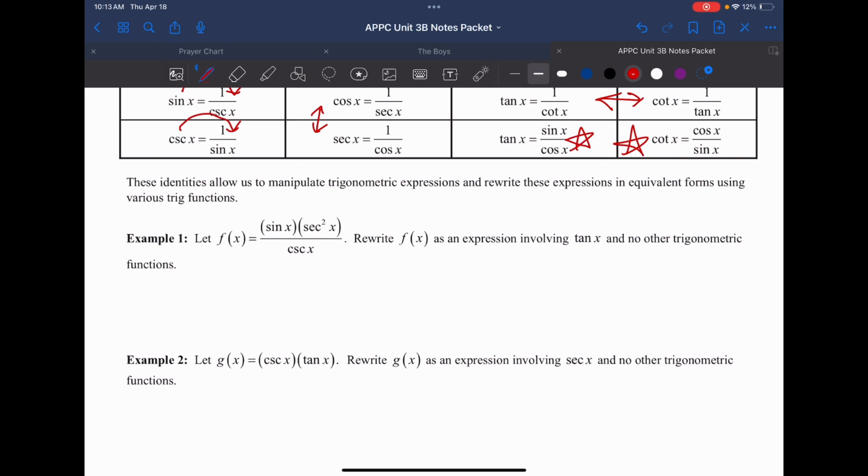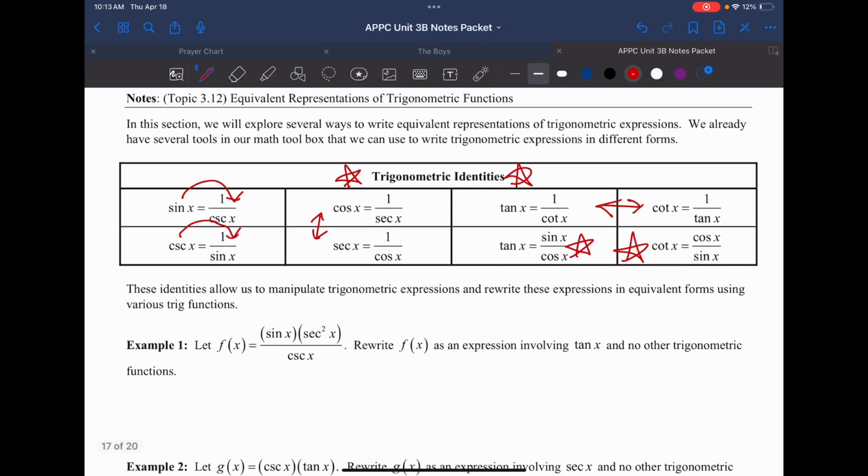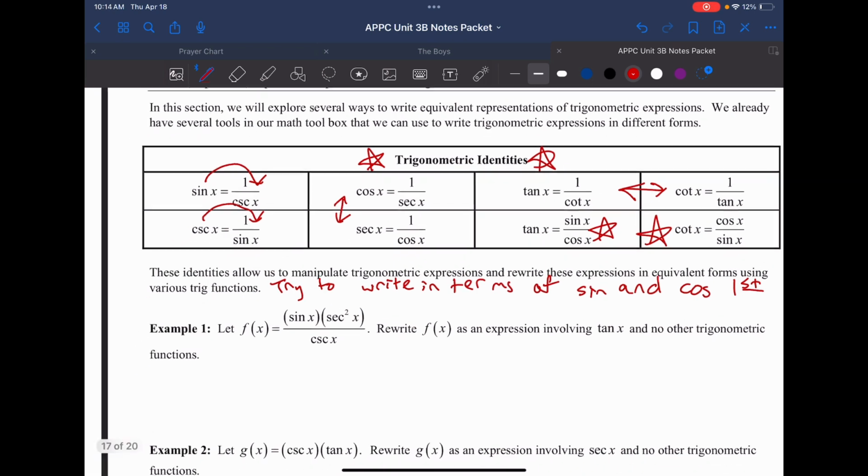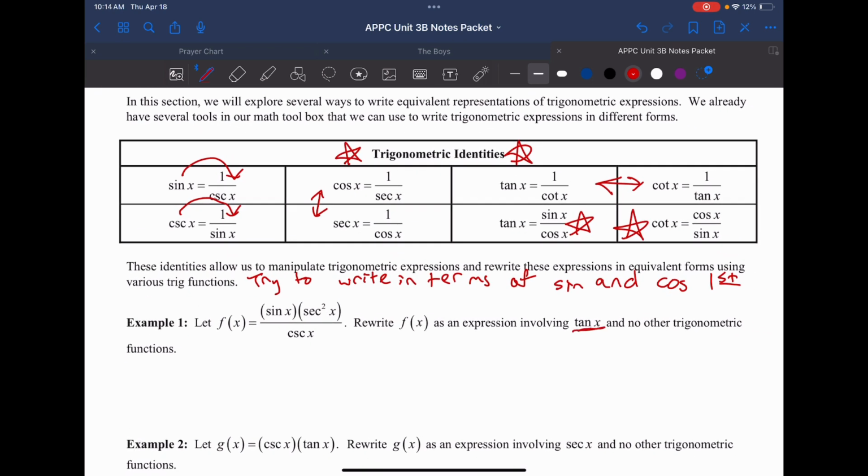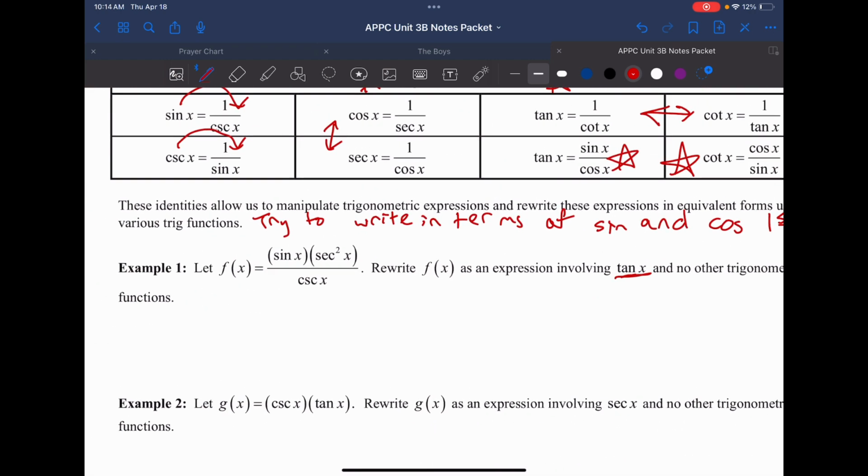No matter where your starting point is, something I think is helpful when I'm trying to rewrite in different forms, even though it says to write it in terms of tangent, my first step is always going to be to try to write in terms of sine and cosine first. You might say, Mr. Hampton, it wants tan x. Why are you bringing in sine and cosine? Well, remember, tan is just sine over cosine, and this is going to take care of a lot of issues when we try to simplify these.